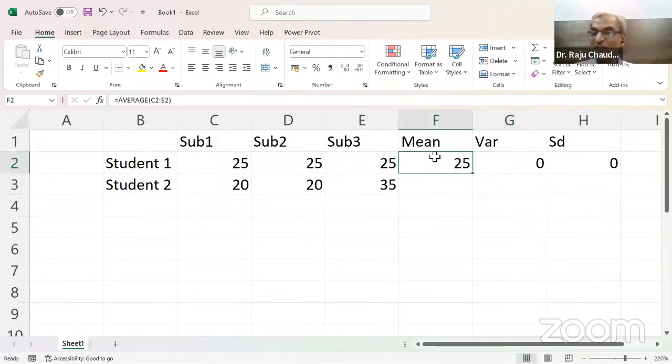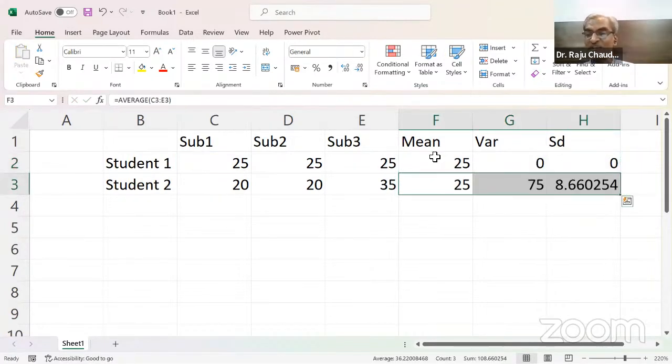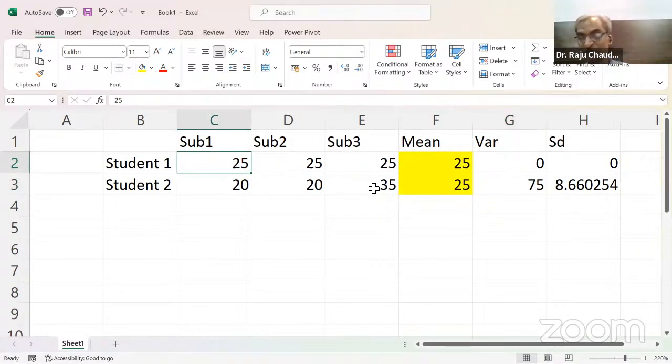Now, when I copy this for the second student, see what is the difference. The average for both students is exactly the same. Their average performance is the same, right? But if you compare the variability, in student 1's scores there is no variation. In student 2's scores, there is a variation, right?